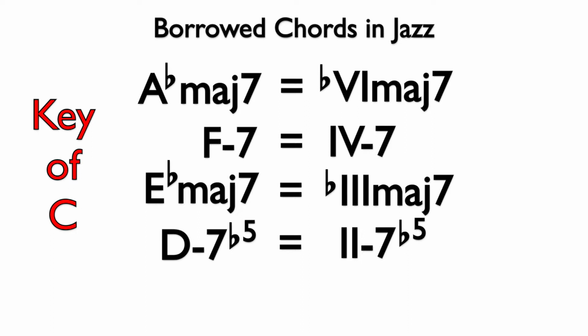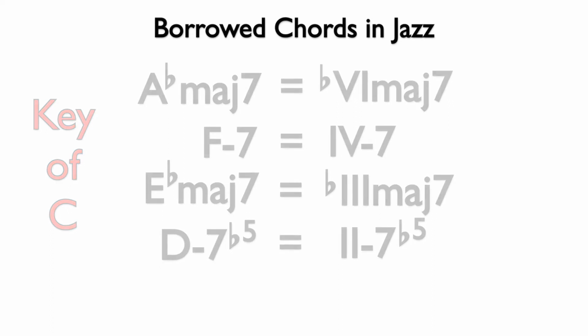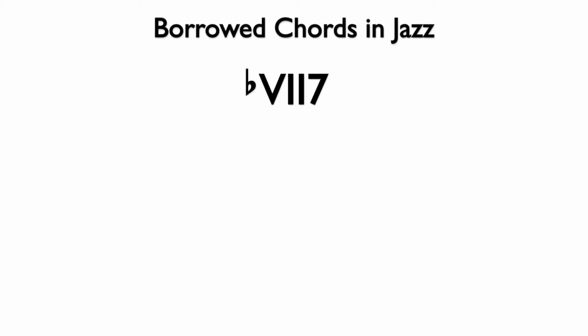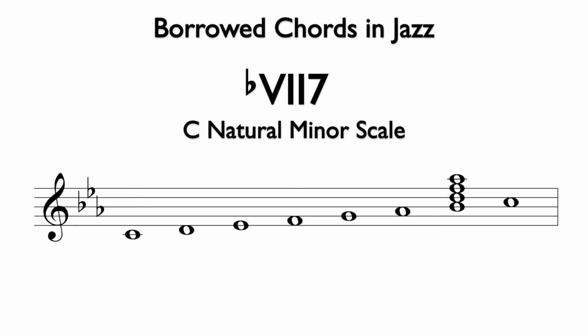A chord that is a possible but rare borrowed chord in music of the common practice, but is a frequently used chord in jazz, is the flat 7/7. This is a chord that comes from the natural minor scale. In the key of C, this is B flat 7. It is often paired with a preceding 4 minor 7.